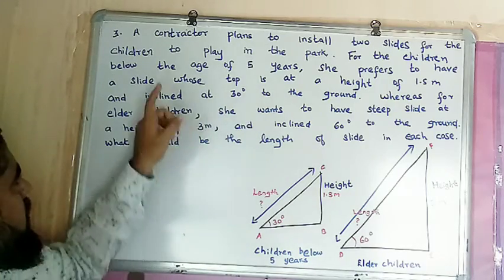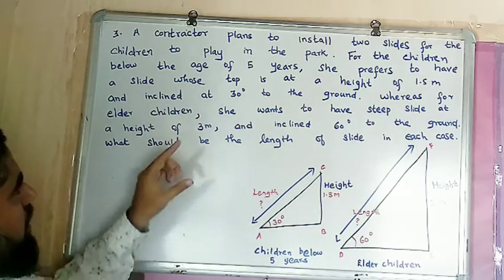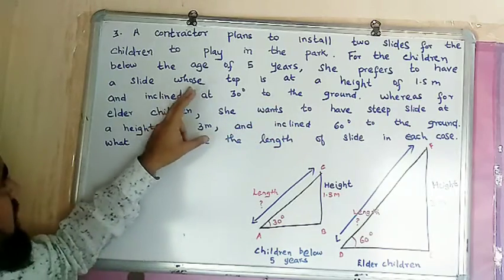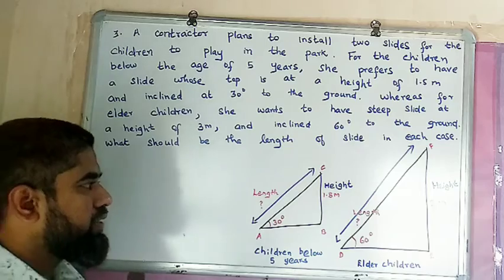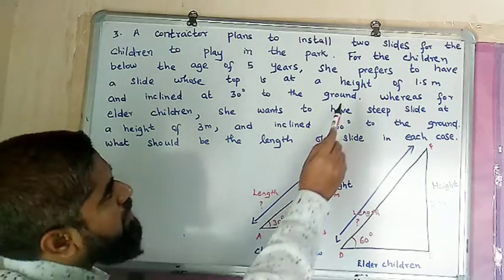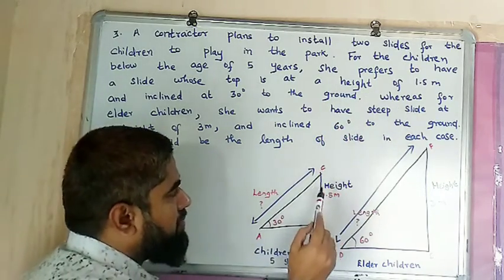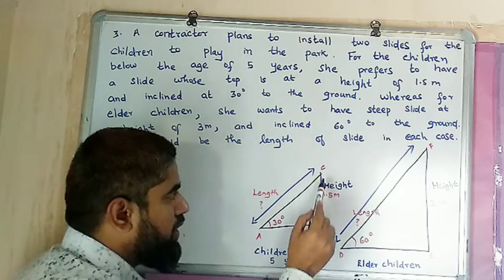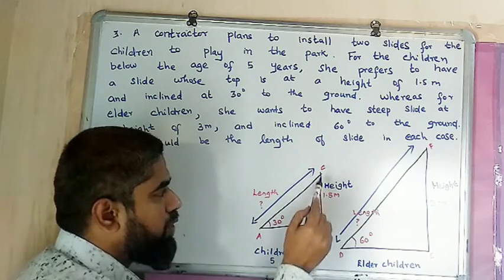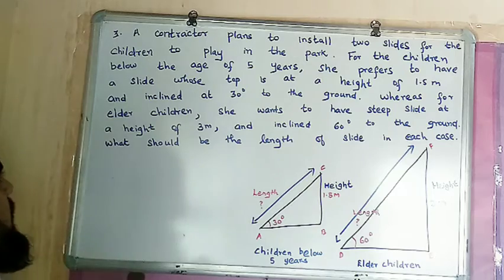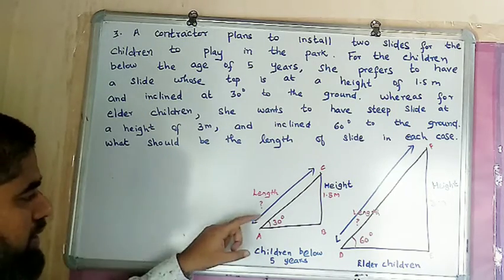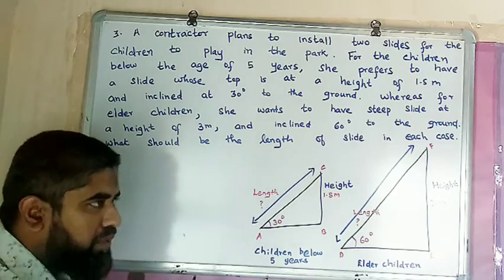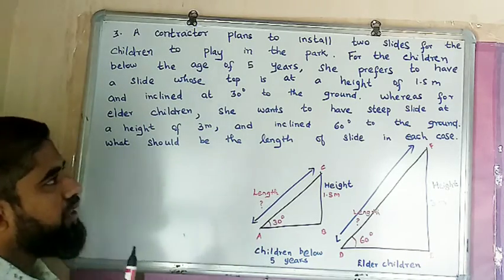for children below the age of 5 years, she prefers a slide whose top is at a height of 1.5 meter. So they have clearly mentioned the height is 1.5 meter. So from this to here the height is exactly 1.5 meter. And then it is inclined at 30 degrees. When we watch from the ground, it is 30 degrees.